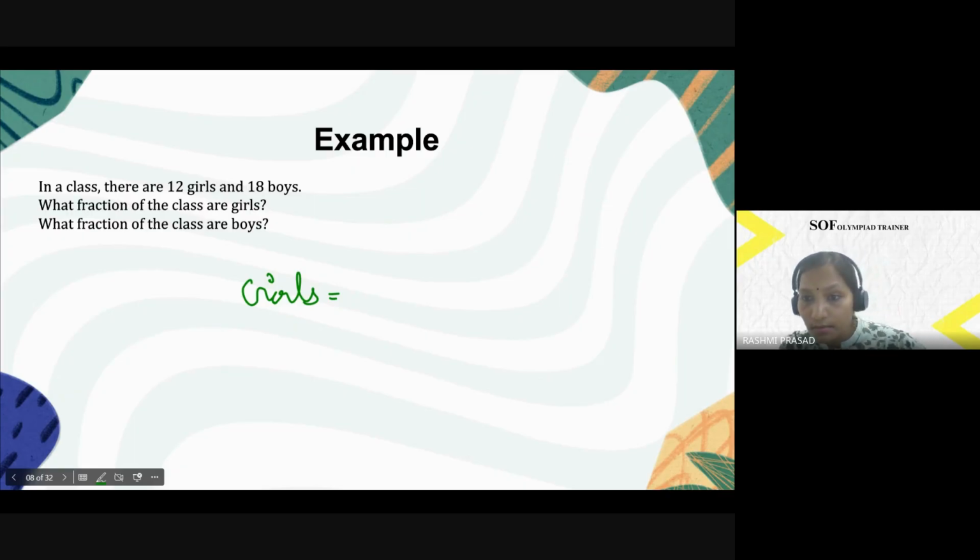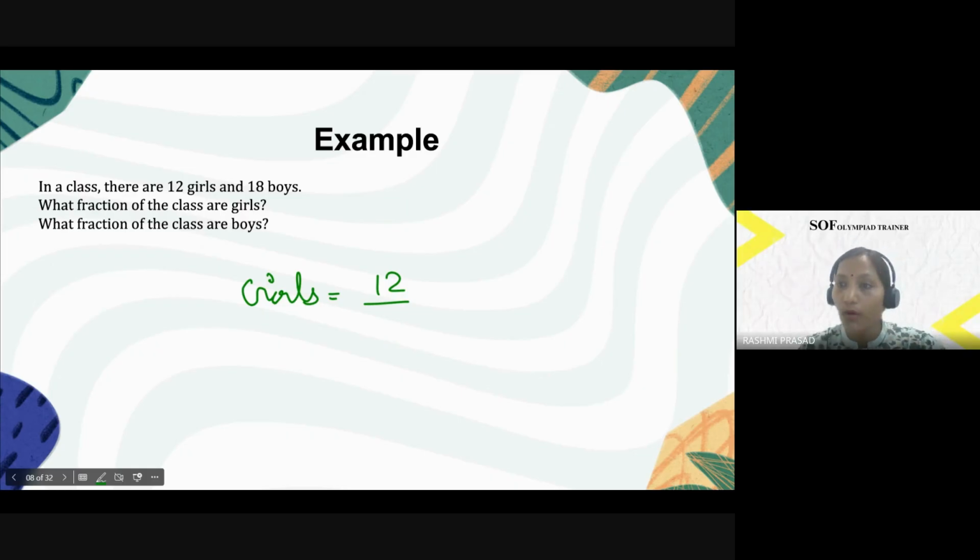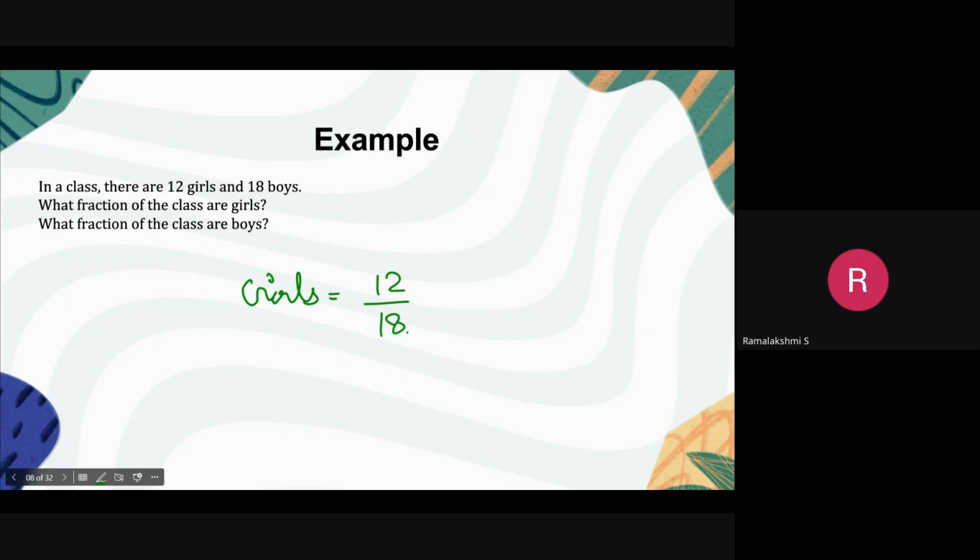Okay, 12 over 18. Is 18 the total students? Dhanilakshmi, can you unmute and tell me your answer? Dhanilakshmi, are you there? Okay, Vihan, can you unmute and tell me your answer quickly? My answer is 12 times 18. No, no, no. Say 12 upon. You are saying 12 upon 18.